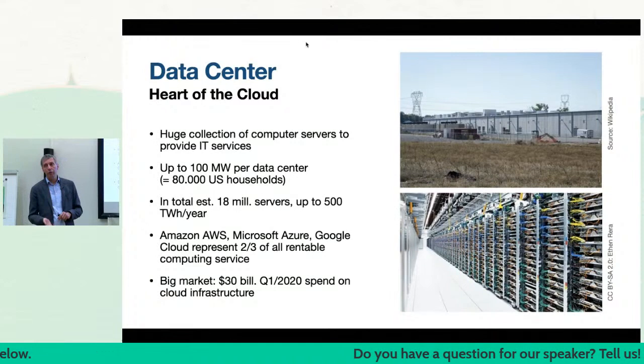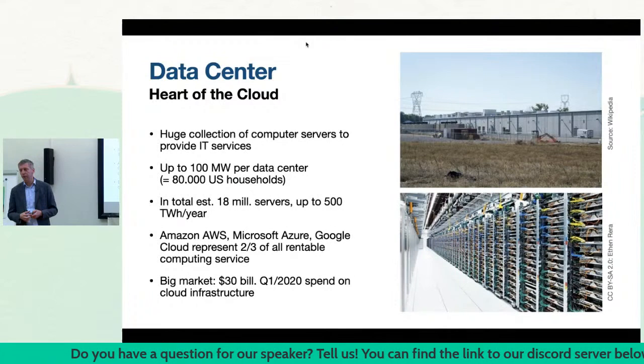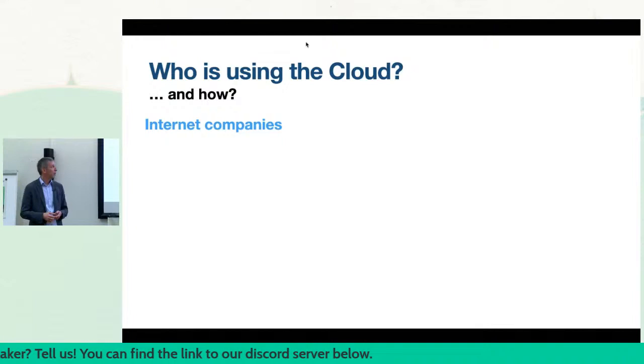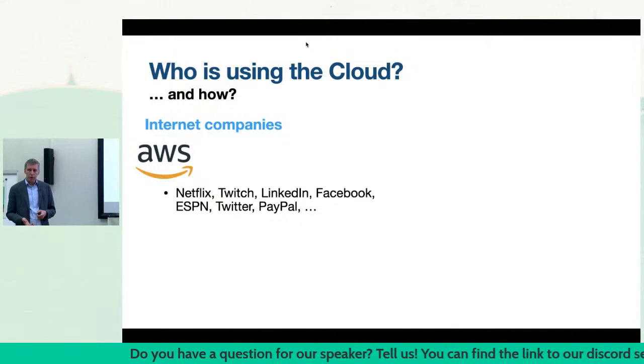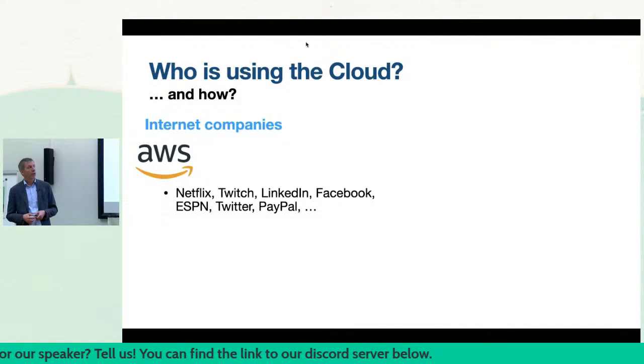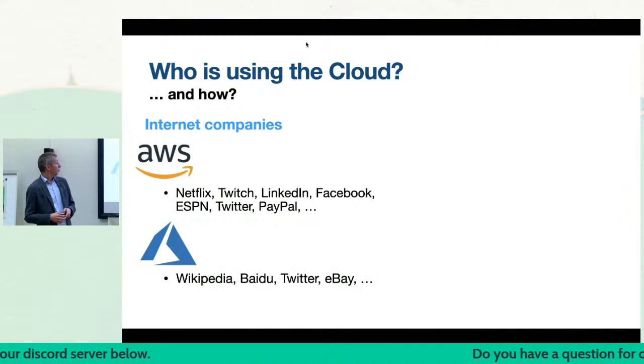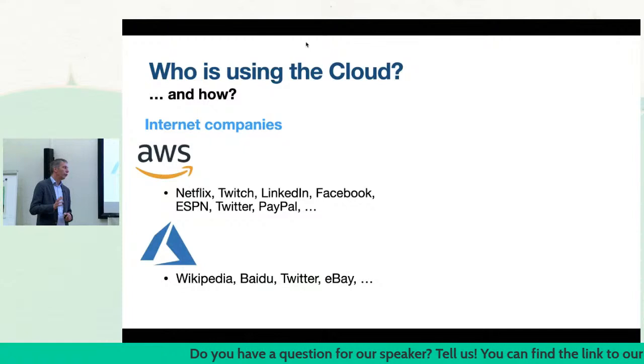So basically every week a new data center is built. You could ask, who is using this? Who needs this? I have some examples here. Of course, there are the internet companies, all the companies you know, like Amazon and Google, but there are many others. On Amazon's cloud, AWS, Amazon Web Services, the biggest user is Netflix, and then we have Twitch, LinkedIn, Facebook, ESPN, and many others. On the Microsoft platform, called Azure, the biggest user is Wikipedia, and then there are Baidu, Twitter, eBay, and others.